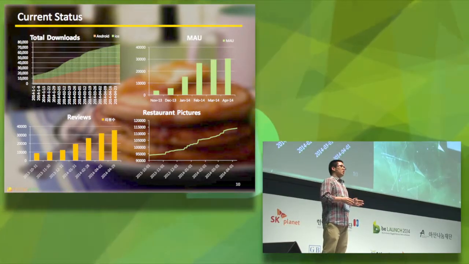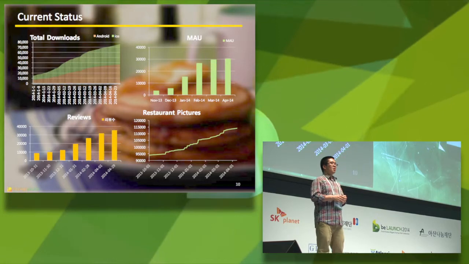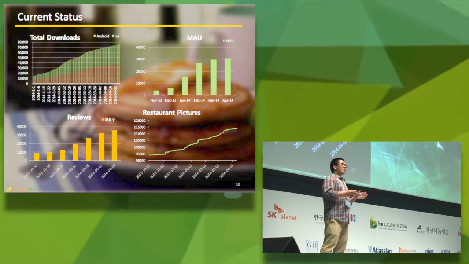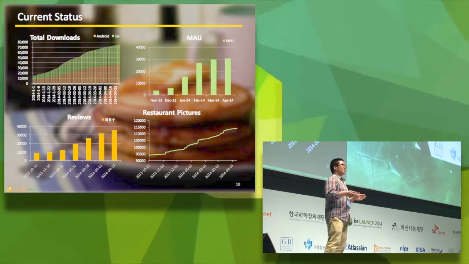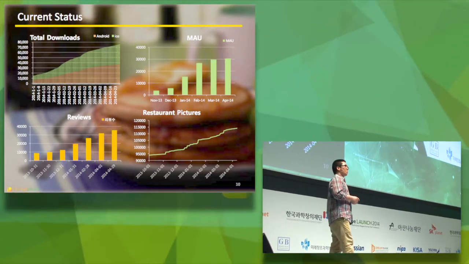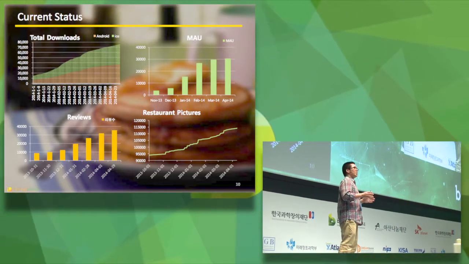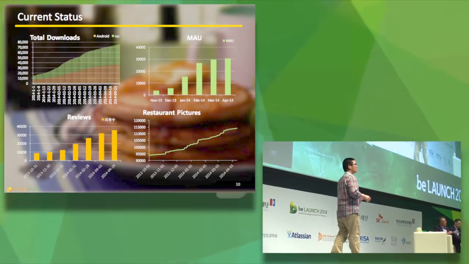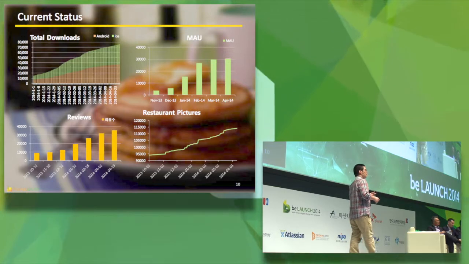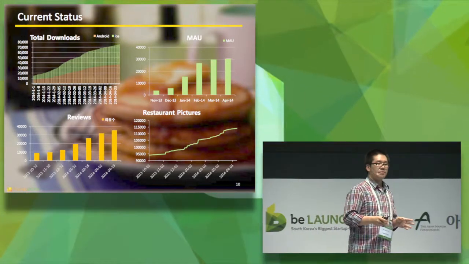Since our official launch last October, we have about 80,000 downloads with more than 30,000 monthly active users. Also, we have more than 30,000 reviews and 110,000 pictures. Not to mention that we have nearly 200,000 restaurants, and the numbers are growing.